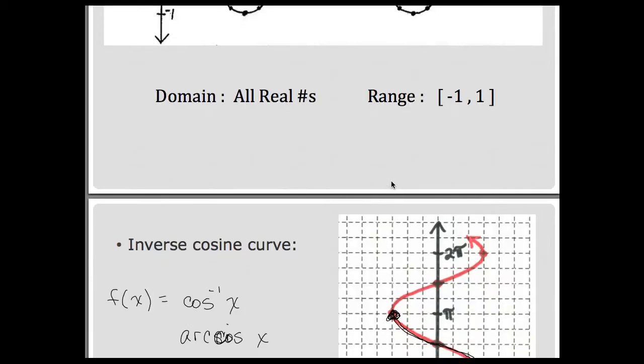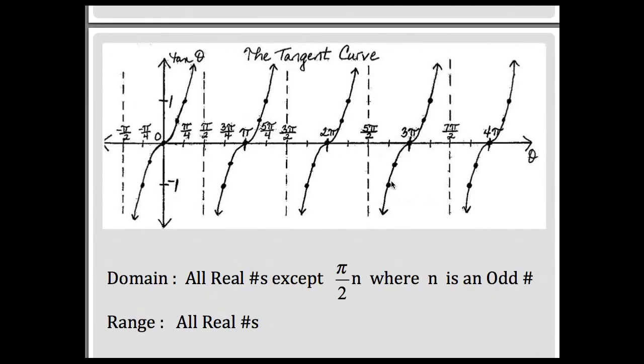So the last one to consider is tangent. So here's your tangent curve. Remember, this is the one that looks very different. Lots of asymptotes, pretty much at multiples of pi over 2. You can see that expressed in the domain. The domain is all real numbers except pi over 2 times n, where n is an odd number, an integer specifically.